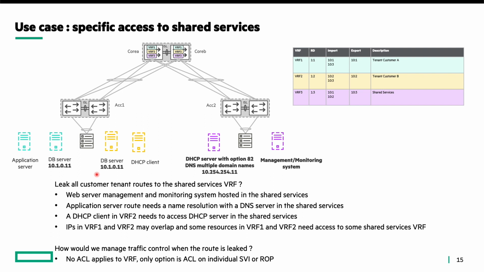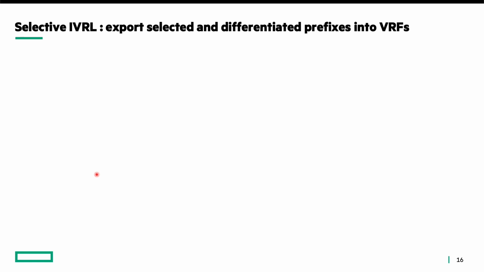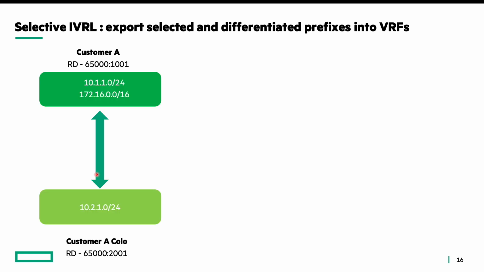So we need to apply an access control list on the individual SVI, the switch virtual interface, or the routing port. Yeah, so it makes the solution more complex. The best way is not to leak these routes. If the connectivity is not needed, it's better than leaking all the routes and trying to apply some access control list. Another use case is a selective IVRL.